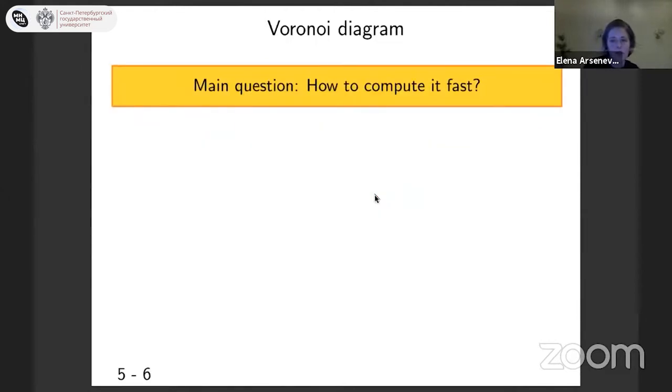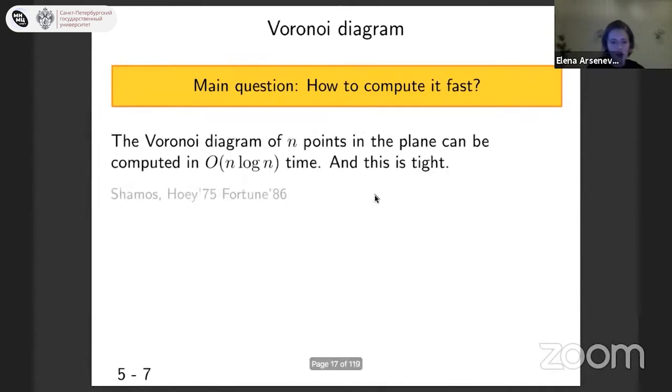So of course, for computational geometry, for people who really do research in Voronoi diagrams, the main question is how to compute it fast. And well, it's quite early that people devised an algorithm to do it in n log n time. And this is actually optimal, because if you could compute the Voronoi diagram faster in a comparison-based model, then you could sort faster than n log n, which is known to be not true.